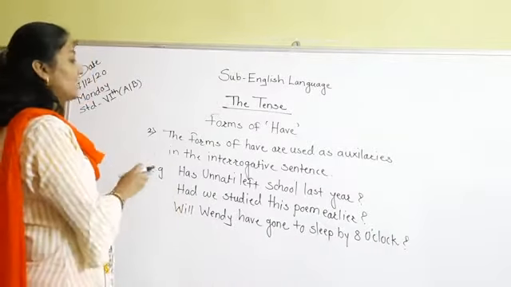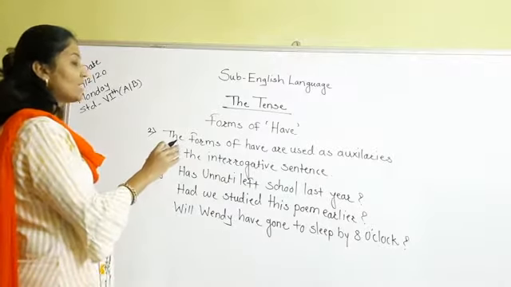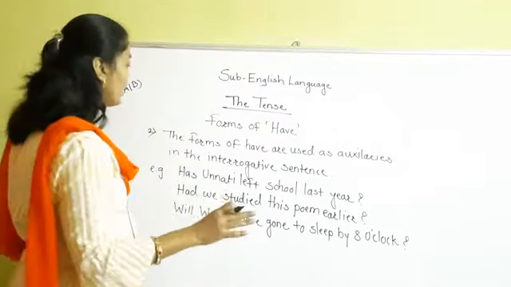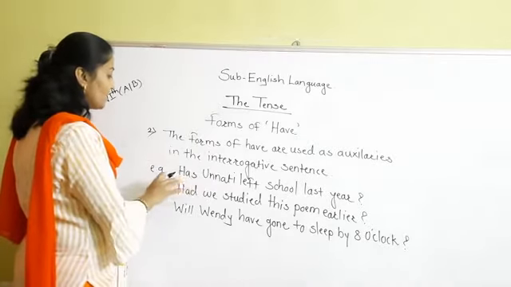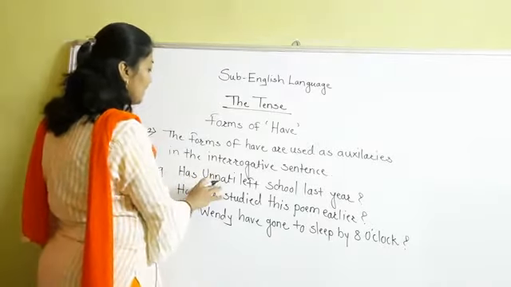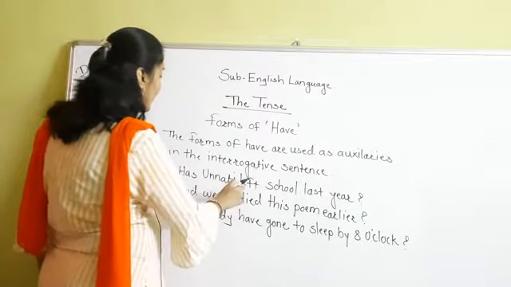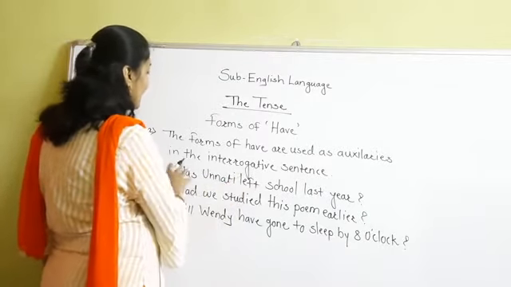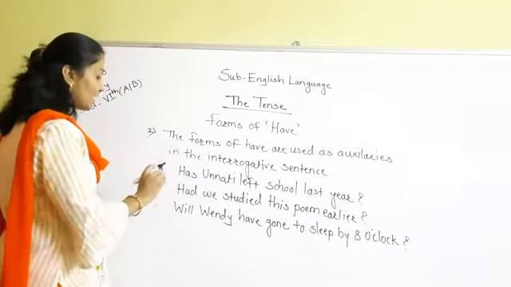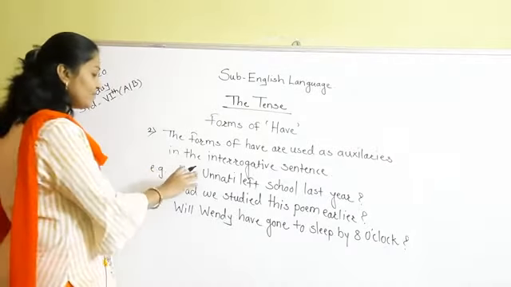Now students, see, we are going to see the form of have used as auxiliaries in the interrogative sentence, meaning how to form the interrogative sentence. Now the auxiliary verb has we have used in the starting, has Unnati, then we have taken the subject Unnati and then we have used the verb left. Has Unnati left school last year? Like this we have formed the sentence, and this is the interrogative sentence.